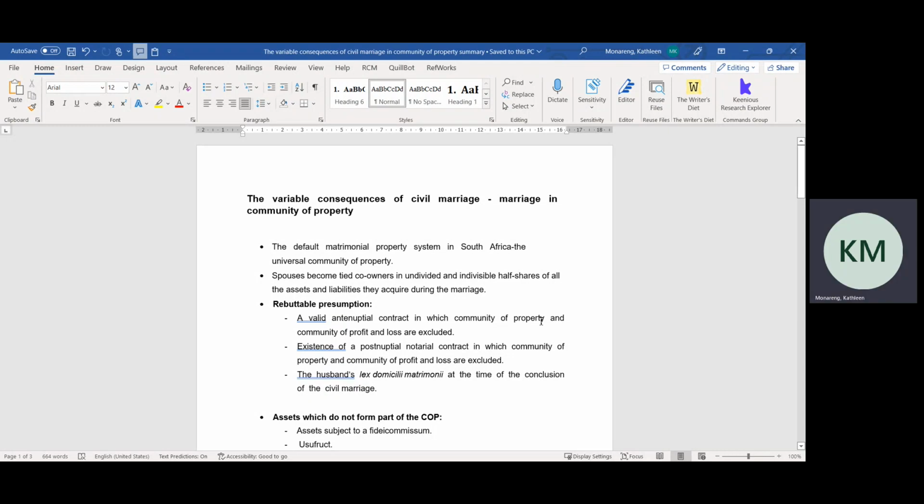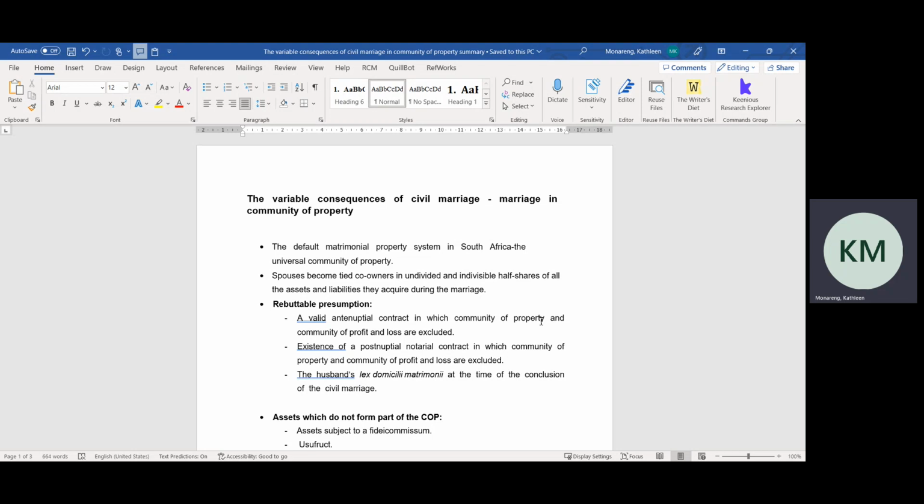Marriage in community of property is the default matrimonial property system in South Africa. That basically means that when spouses enter into a civil marriage, the presumption is their marriage is automatically in community of property unless circumstances are proven otherwise, which will be discussed further below.